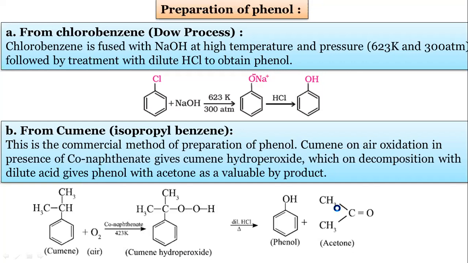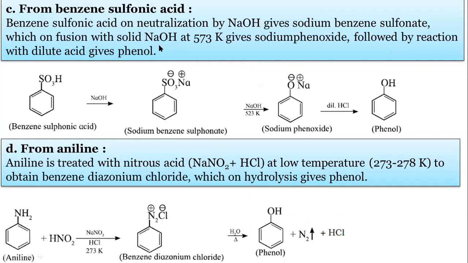Then the third method is from benzene sulfonic acid. This is benzene, and SO3H group is attached here. So it is called benzene sulfonic acid. First, it is treated with NaOH. We get sodium benzene sulfonate. This is asked for 3 marks, remember, because this is quite a bigger reaction, a 2-step reaction. This is asked for 3 marks. For board exam also it is asked.